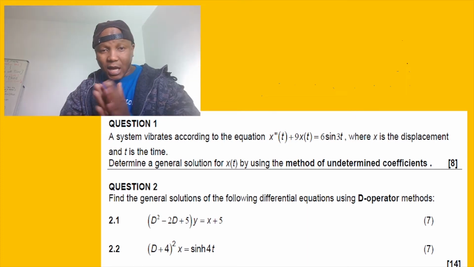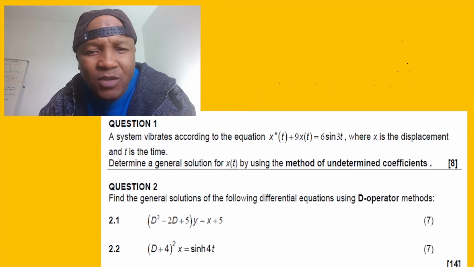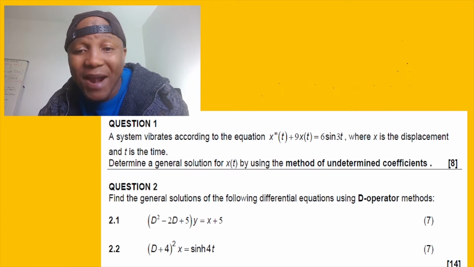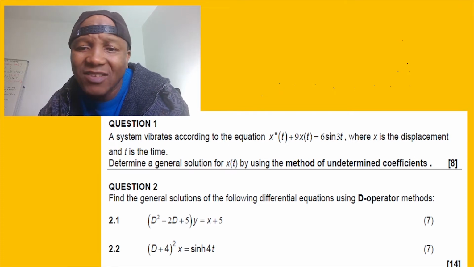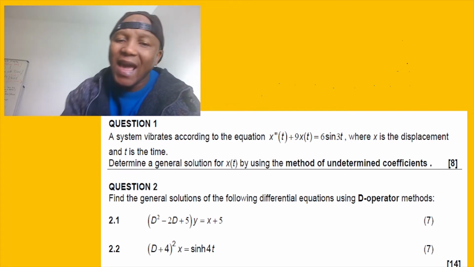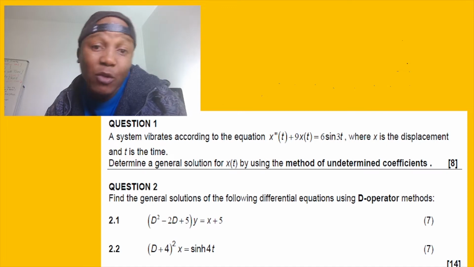We're busy. Okay, now let's say the system vibrates according to the equation. So they give us a differential equation, x double prime, whatever we have. So now let's get started. Let's say x represents displacement and t time. The general solution for x(t) using the method of undetermined coefficients. How are we going to do this?